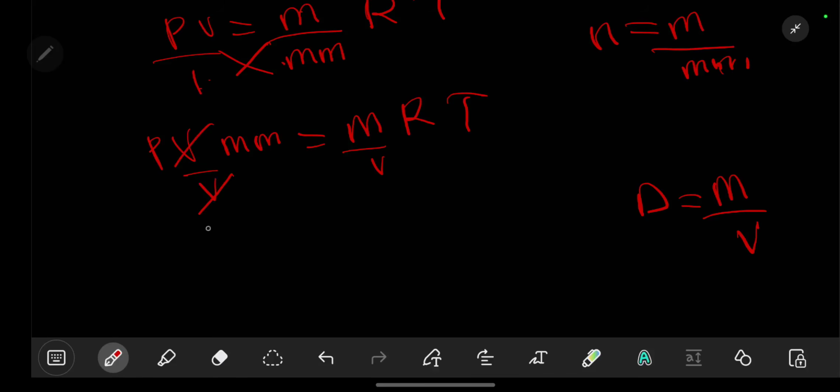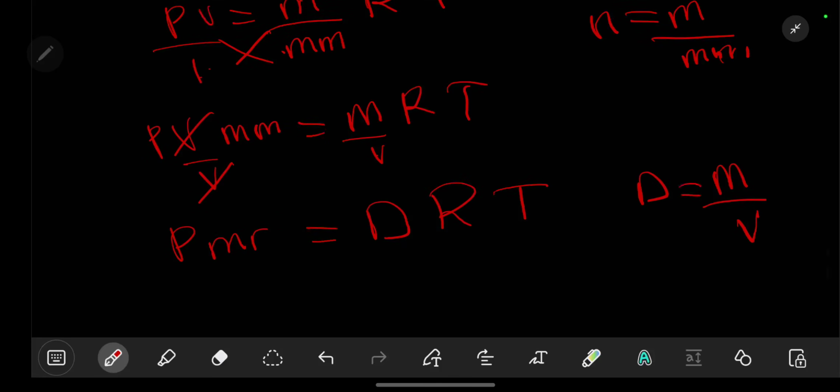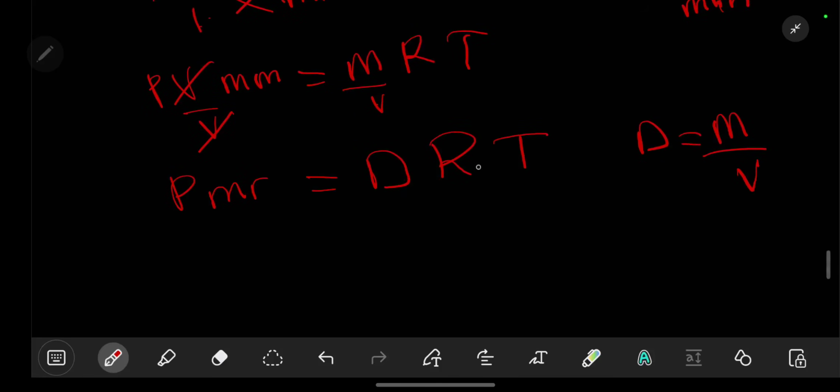So we are going to write it like that. Then this and this cancel. Then we have P, then we have M over V, which is mass over volume, equal to the density. Then we have R times our T. So this is how we move.